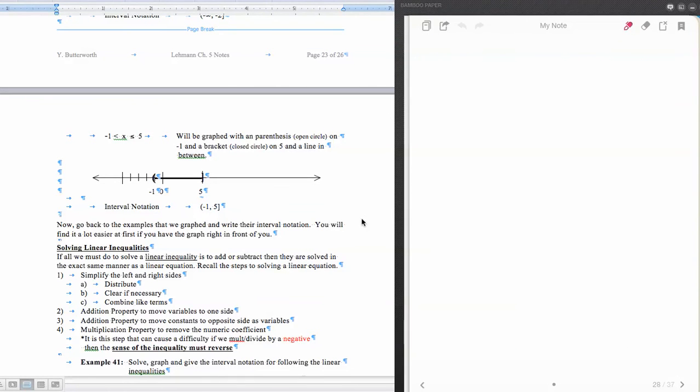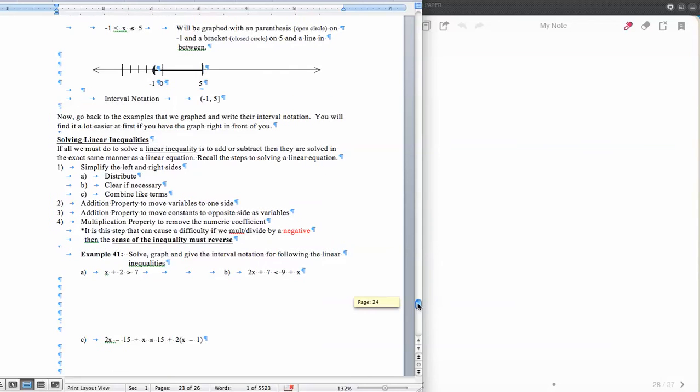All right, now that puts us at solving linear inequalities. The first thing that we're going to solve is simple linear inequalities, and then we'll move on to compound linear inequalities. Solving a linear inequality is just like solving any equation. We simplify the left and right hand side. That includes distributing, clearing fractions if we need to, combining like terms. Then it goes to the addition property to move the variables, then the addition property to move the constants, and finally the multiplication property. But the multiplication property is the place where this could be a different process.